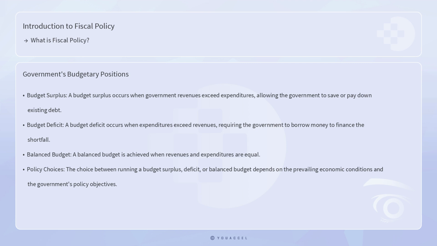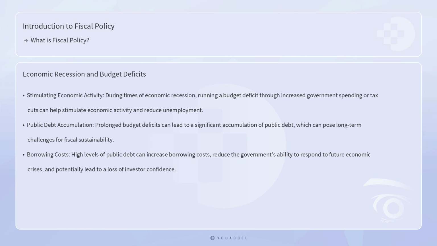The choice between running a budget surplus, deficit, or balanced budget depends on the prevailing economic conditions and the government's policy objectives. For instance, during times of economic recession, running a budget deficit through increased government spending or tax cuts can help stimulate economic activity and reduce unemployment.